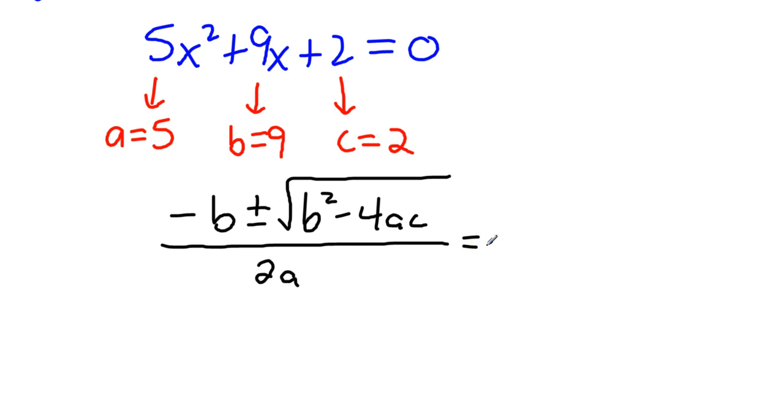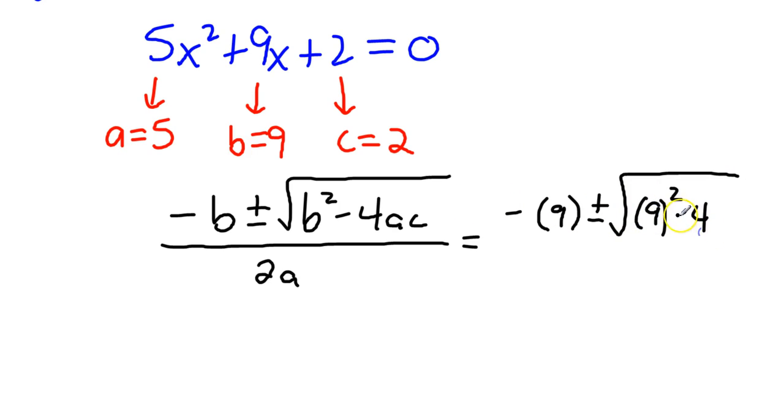Okay, and the one piece of information when you're plugging numbers in is, every time you plug in the a and the b and the c, in this case they're all positive, so it's not that big a deal, but if you have negatives, sometimes that makes them a little bit sticky when you're going through those. So just to be on the safe side, anytime you plug in a number, I would say put parentheses around it. So that's negative b, or negative 9, plus or minus the square root of 9 squared minus 4 times 5 times 2.